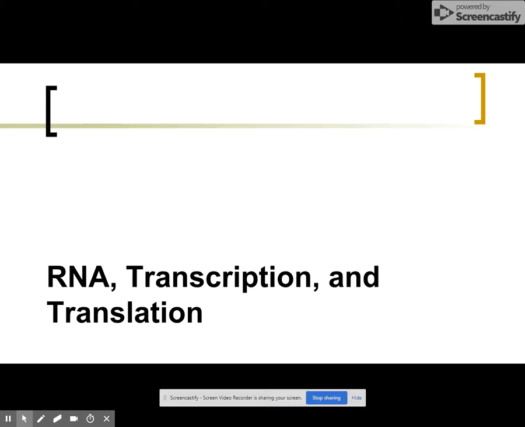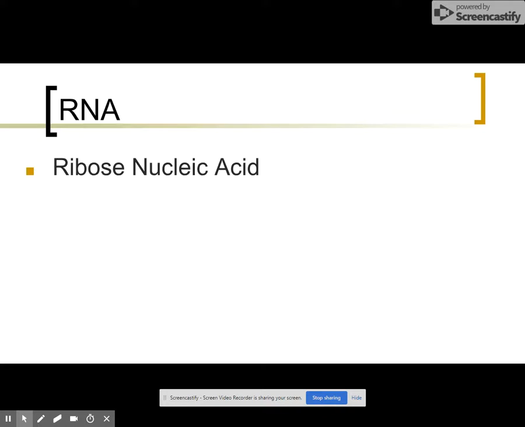So we're going to take a look at the structure of RNA, how it's different from DNA, and then we're going to take a look at the process of transcription, which is creating a copy of the DNA material, but in an RNA strand. And we're going to use that to create a protein through the process of translation. And all together, transcription and translation, we call this protein synthesis. So let's take a look at RNA.